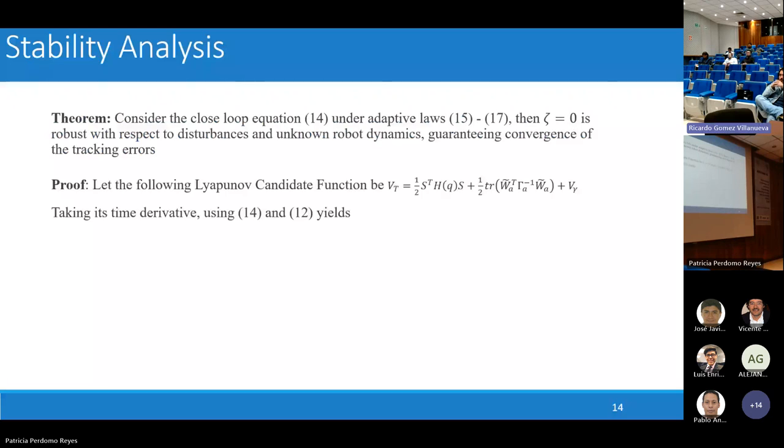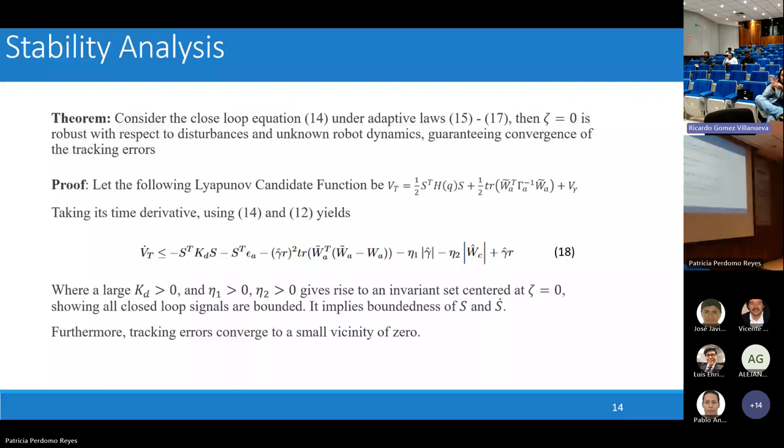the tracking errors. To prove this theorem, we define this candidate Lyapunov function that depends on the system dynamics, the actor weights, and here we also include the previous Lyapunov function that we have defined, that involves also the critic weights and the integral temporal difference weights. Taking the time derivative and using the controller also, we obtain this Lyapunov function, where we can guarantee that as long as these conditions stand, imply the boundedness of all the closed loop systems that we define in this equilibrium, and also imply the boundedness of S and its derivatives. Furthermore, the tracking error converges to a small vicinity of zero.